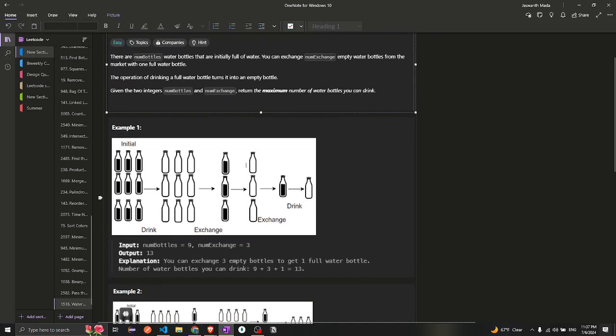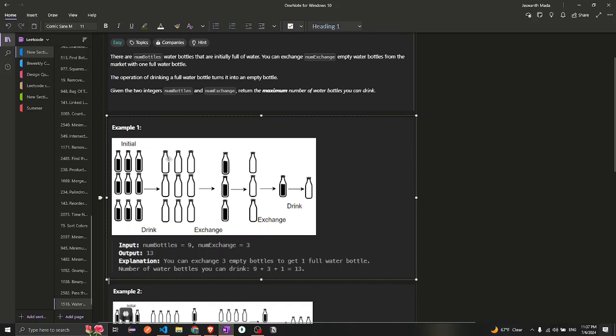So basically, initially we're given some full water bottles, and when we drink them we'll be getting the empty water bottles, right? And then in order to get another full water bottle we need to exchange. For exchange we are given some variable which is num exchange. We need three empty water bottles in order to get one full water bottle.